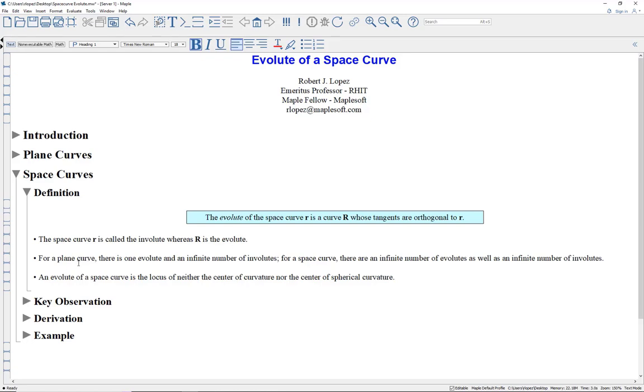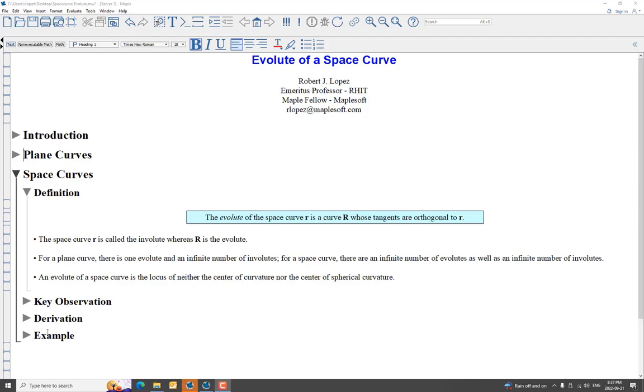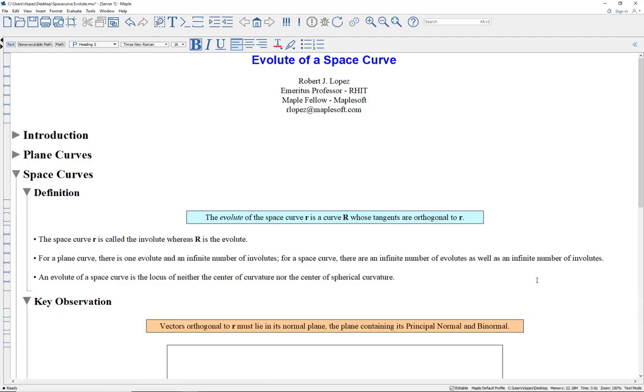And remember, for a plane curve, there's one evolute and an infinite number of involutes. For the space curve, there are an infinite number of evolutes as well as an infinite number of involutes. So there's a difference. The evolute of a space curve is not the locus of anything. It is not the locus of the center of curvature, and it is not the locus of the center of spherical curvature. So we make a key observation here.